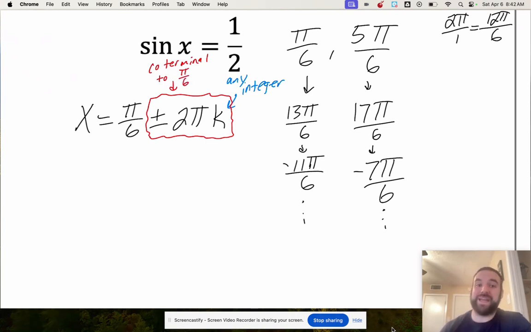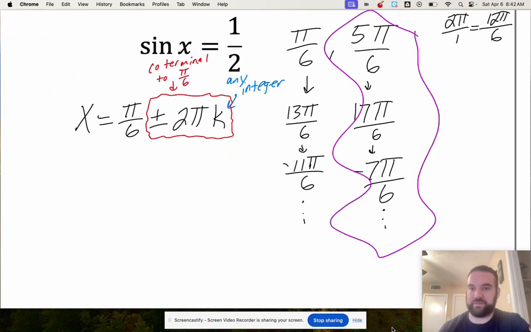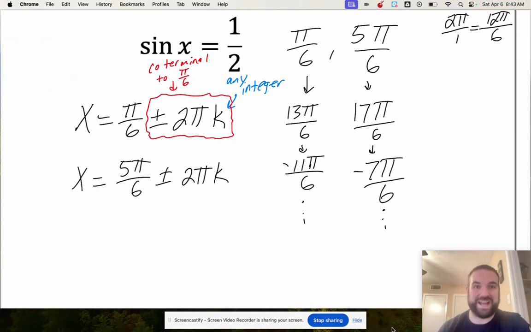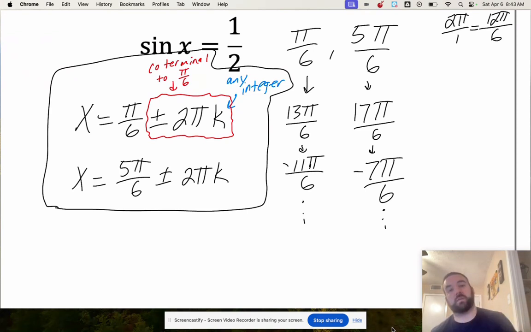But what this expression we just wrote does not include is any of these values. So I'm going to write a second statement that says x could also be 5 pi over 6, but then I'm going to use the same notation of plus or minus 2 pi k. So this is the solution to that equation. x could be pi over 6 plus or minus 2 pi k, or x could be 5 pi over 6 plus or minus 2 pi k.